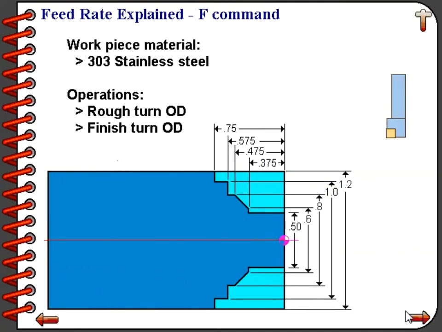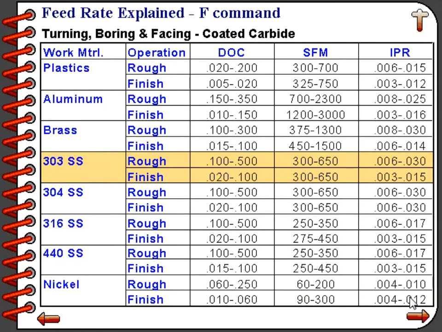Let's take a look at how we would apply this to a workpiece. In this example, we're going to be machining a piece of 303 stainless steel. We're going to be performing two operations. We will rough turn the OD and then finish turn the OD. So we must select the cutting conditions for this workpiece. As we look at the chart, we follow along the left-hand column and find 303 SS, short for stainless steel. The next column gives us our operation split, either roughing or finishing. So let's follow along with the roughing column first.